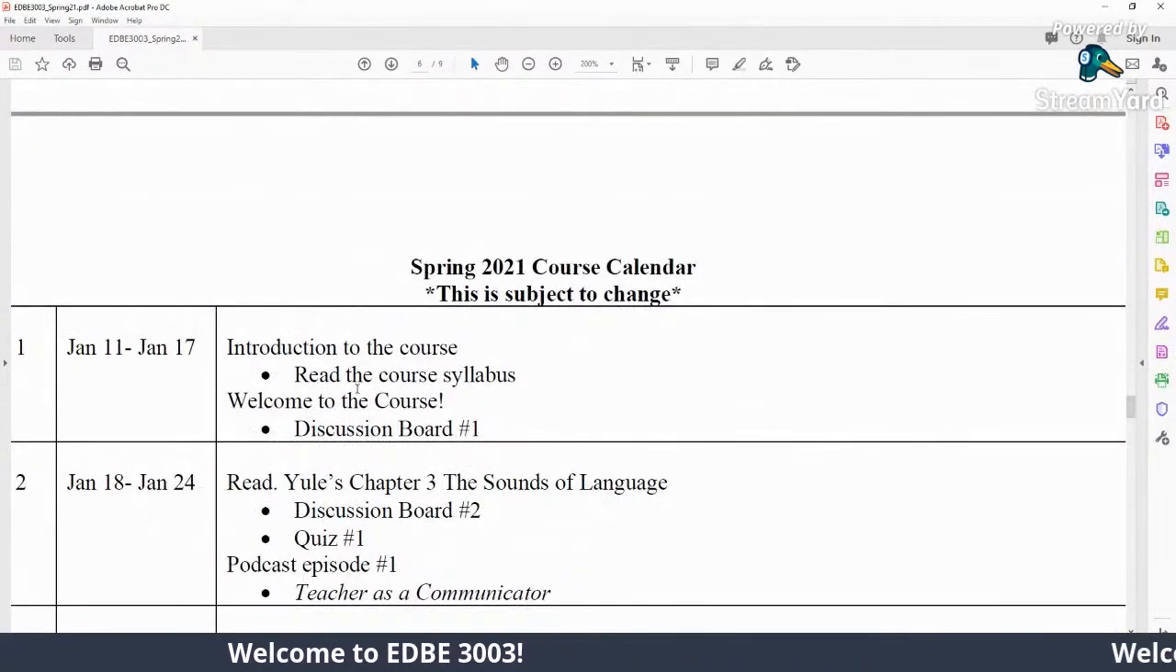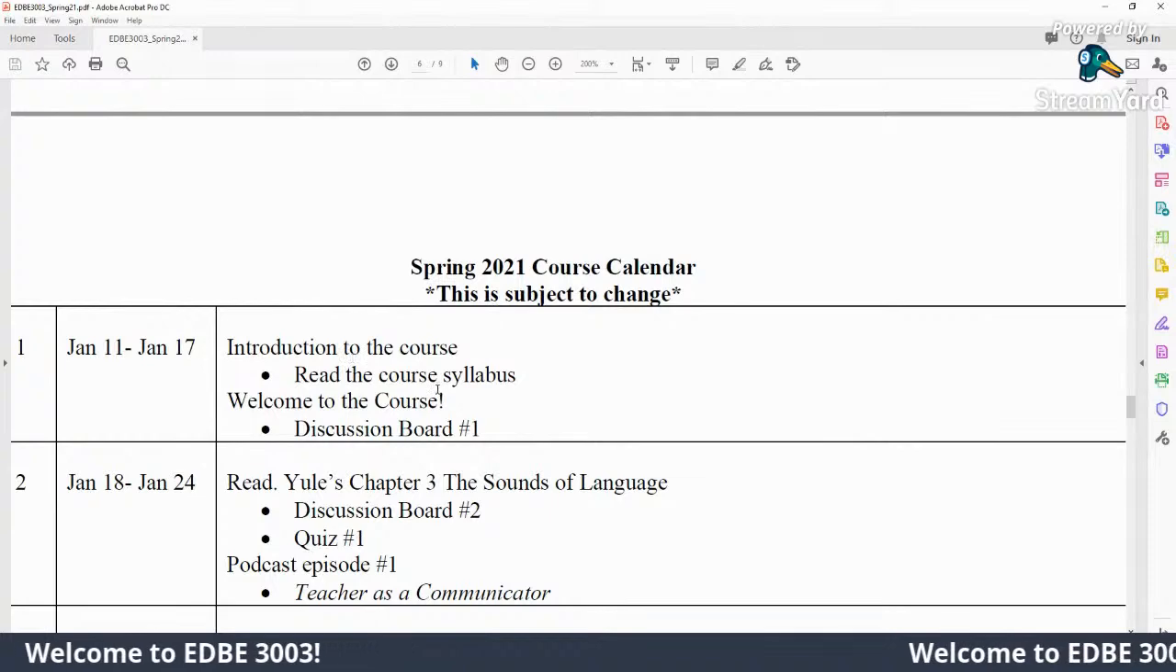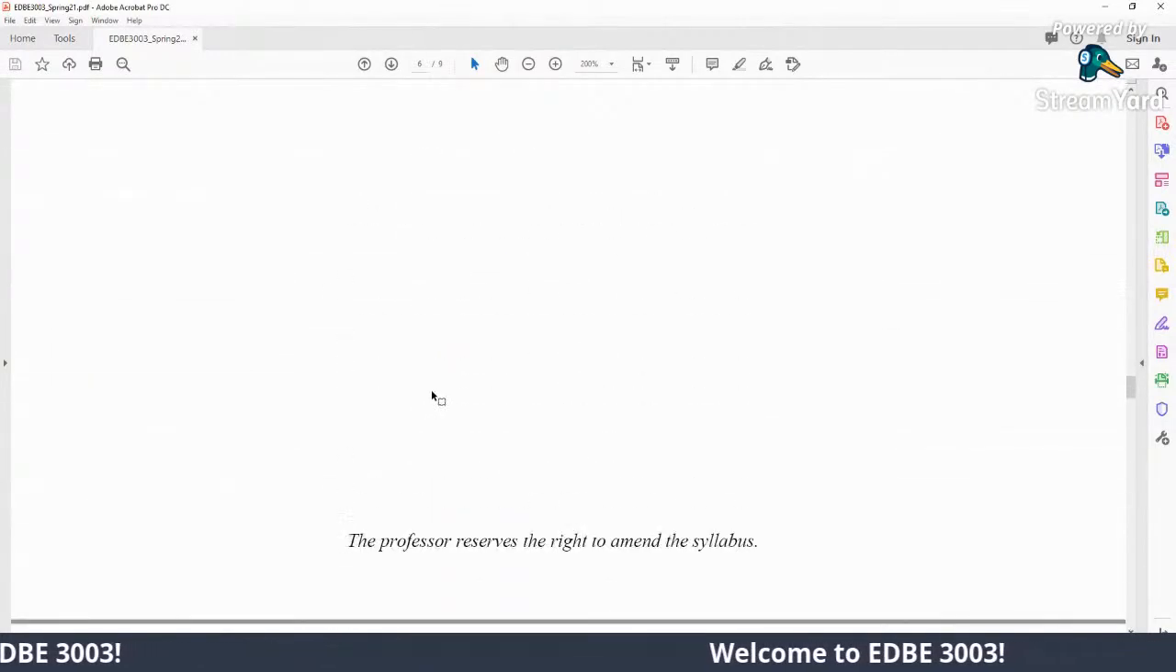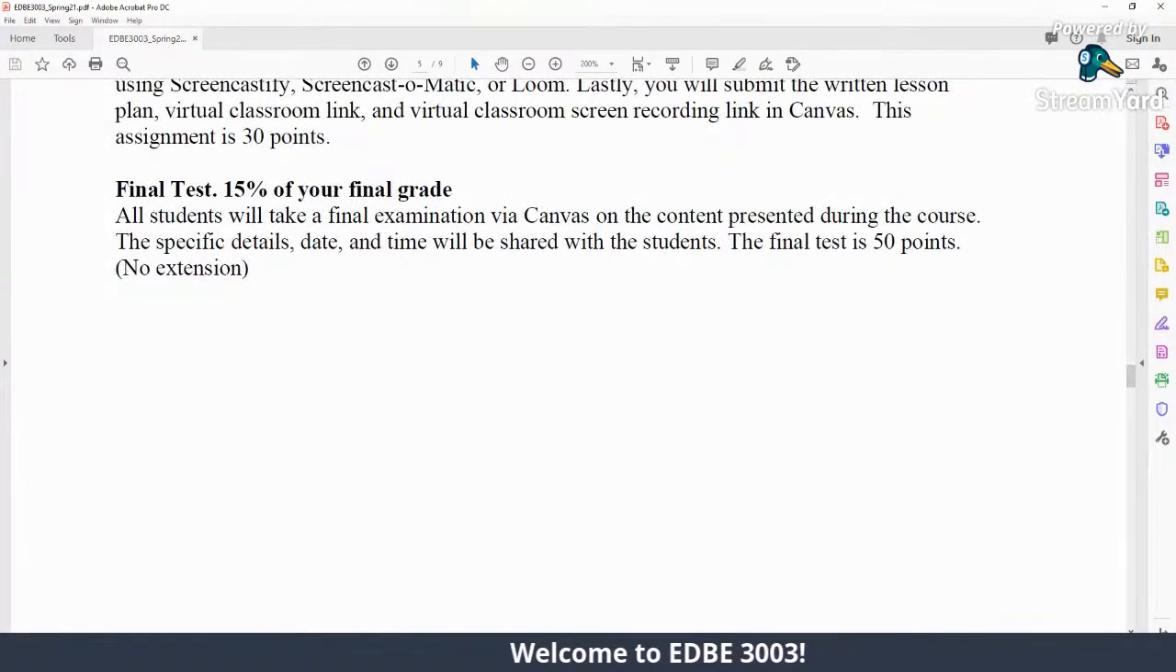Here's the course calendar, and this is subject to change. Okay, so make sure to read it. All right, so that's what we got for this course. Make sure, like I said, to read the syllabus that we got.